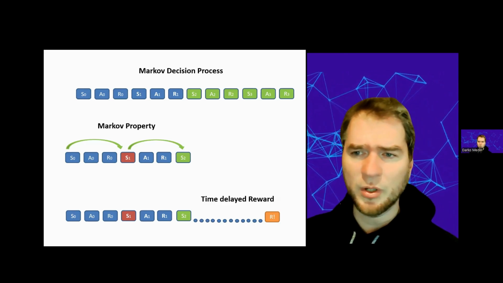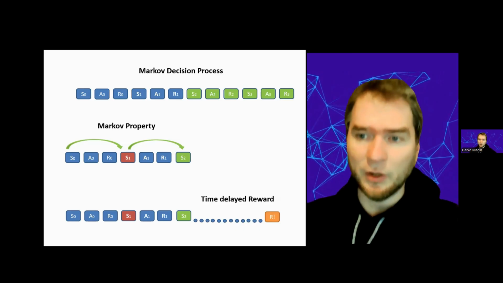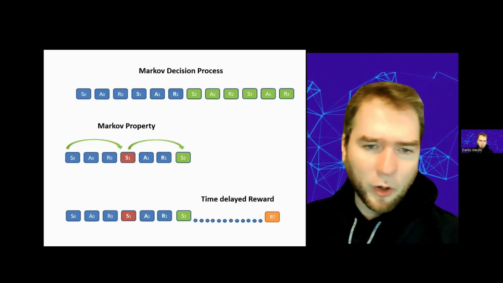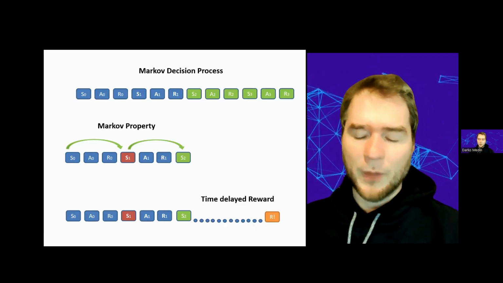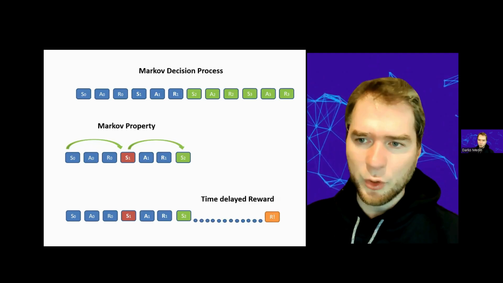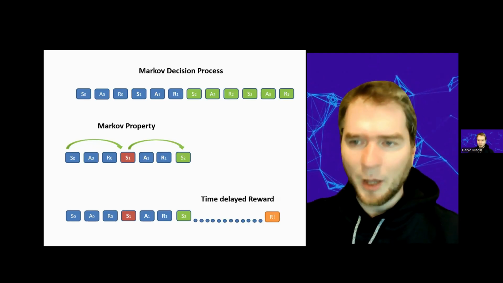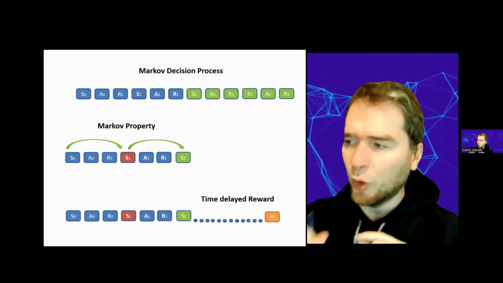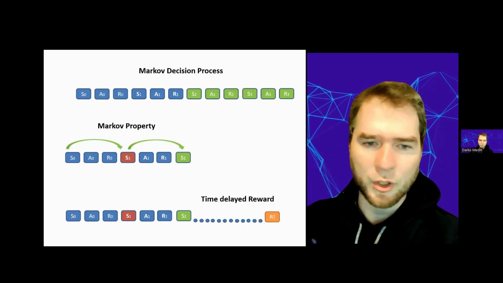Another feature which is very frequently used, not always, but very frequently, is called the Markov property. Markov property means that any future reward, any future state, is dependent only on the current state. And that's how I'm going to learn, and that's how I'm going to take actions.